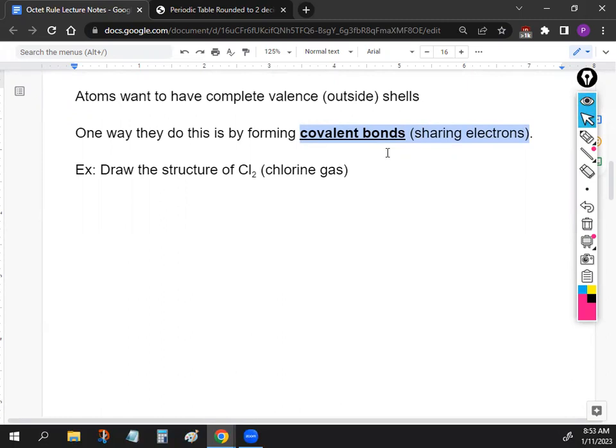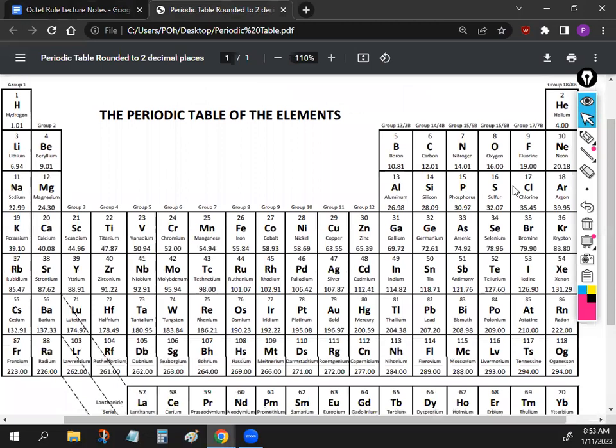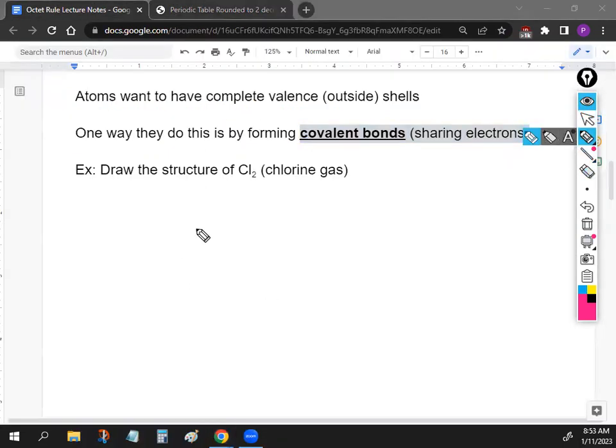And then we're going to jump straight into the first example. We're going to learn how to draw these covalent bonds. We'll start with Cl2, which is chlorine gas. Let's take a look at chlorine on the periodic table. We count the valence electrons to get to chlorine: 1, 2, 3, 4, 5, 6, 7. So if we drew a Lewis structure of chlorine, it will have 7 valence electrons.